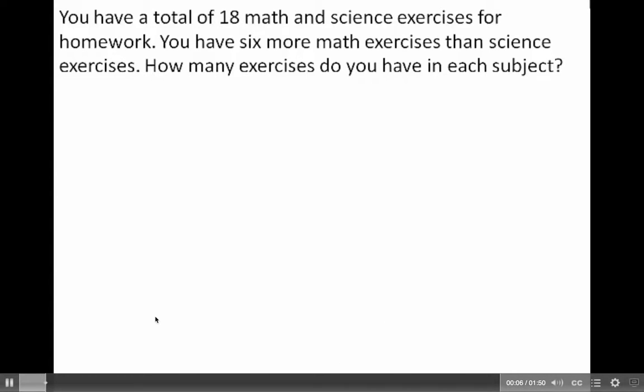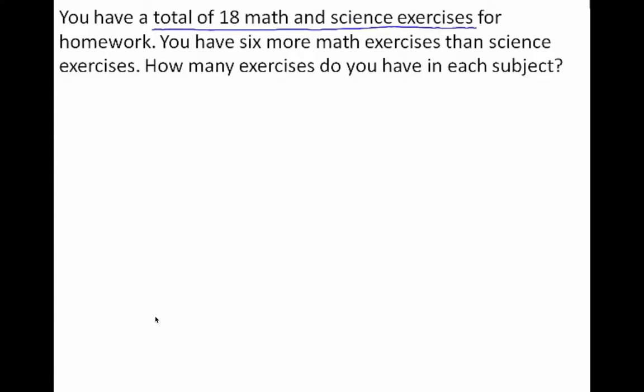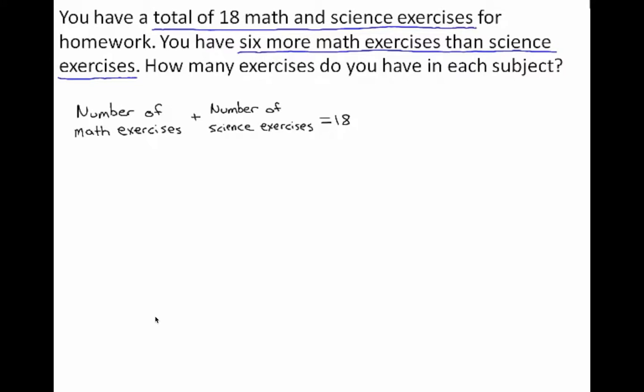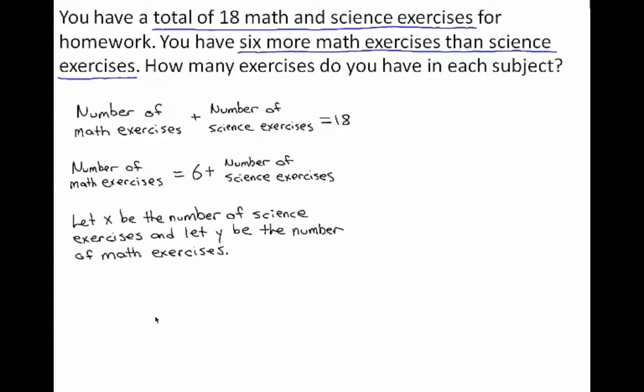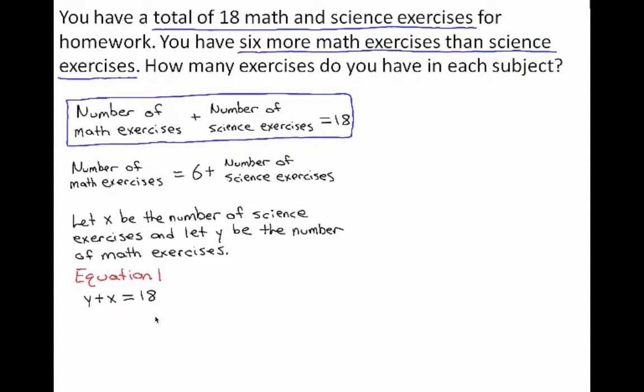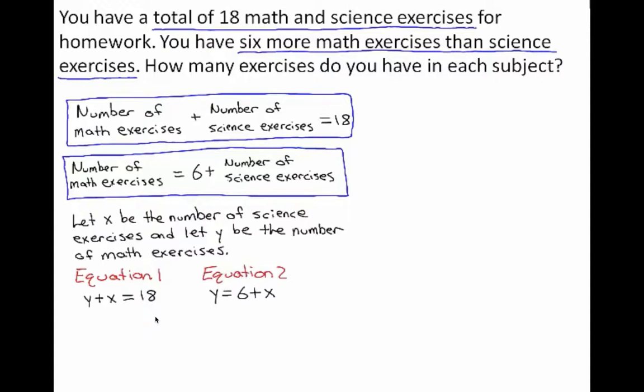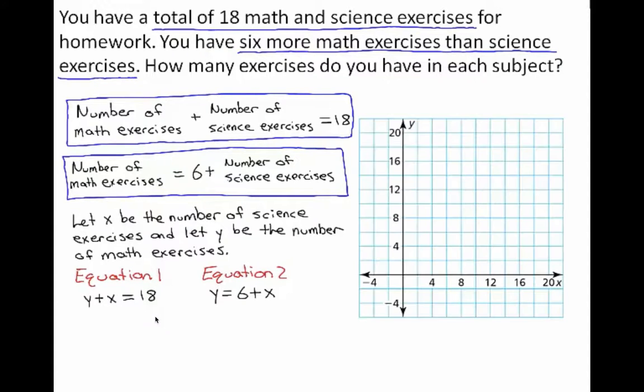You have 6 more math exercises than science exercises. How many exercises do you have in each subject? Because you have a total of 18 math and science exercises, the number of math exercises plus the number of science exercises equals 18. Because you have 6 more math exercises than science exercises, the number of math exercises equals 6 plus the number of science exercises. Let x be the number of science exercises and let y be the number of math exercises. Because the number of math exercises plus the number of science exercises equals 18, equation 1 is y plus x equals 18. Because the number of math exercises equals 6 plus the number of science exercises, equation 2 is y equals 6 plus x.